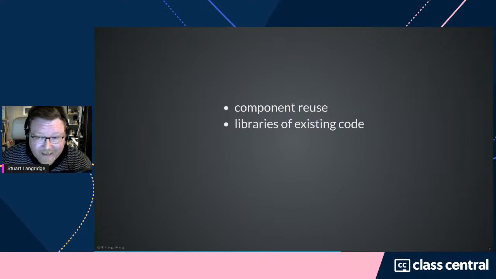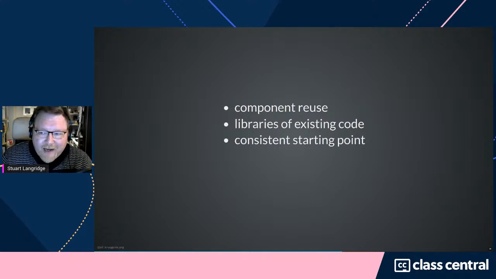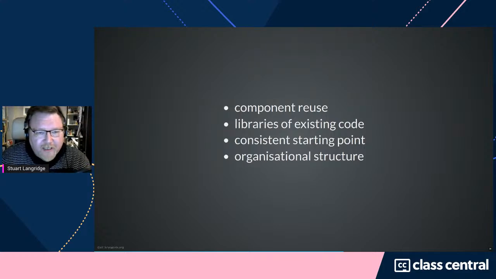It means we can build up libraries of existing code, either on GitHub or on the web in general, or inside your company, components and tools that you want to use again and again. It means you can have a consistent starting point for projects, so that you gradually build up over time the way you think projects should work, and you include that in every project. And you might want to impose some sense of organizational structure on the work that you're doing. And this is important if you work for a very big organization where you might have tens or hundreds or possibly even thousands of people working on a particular website or web property.